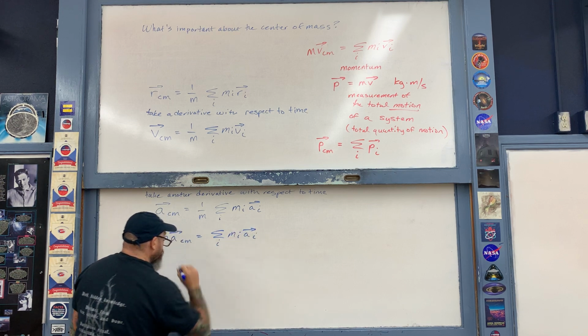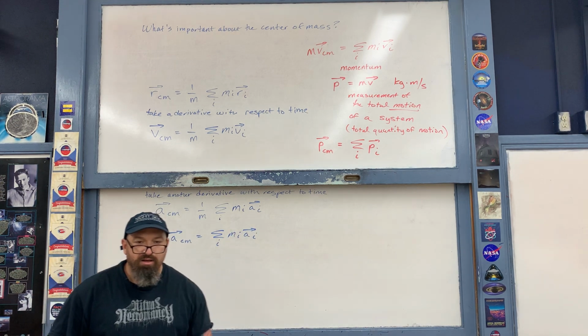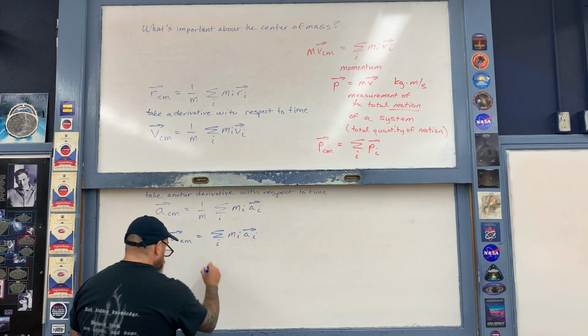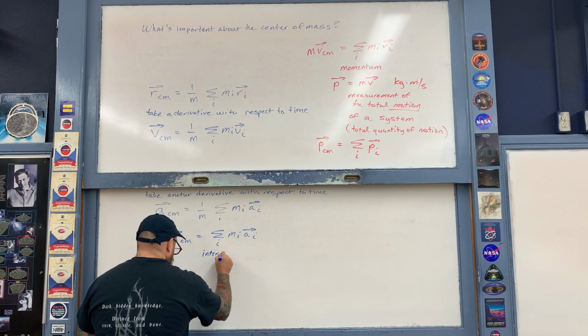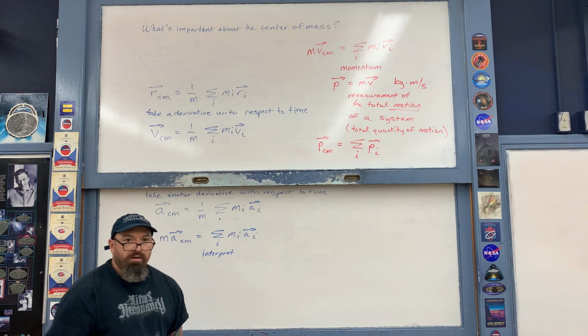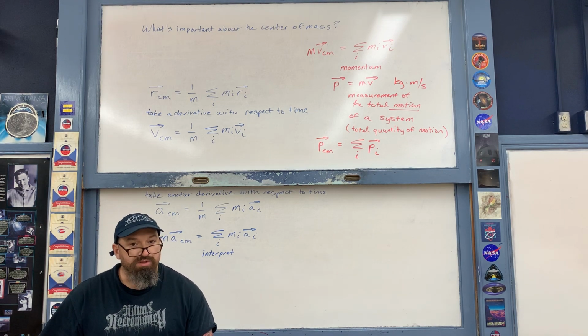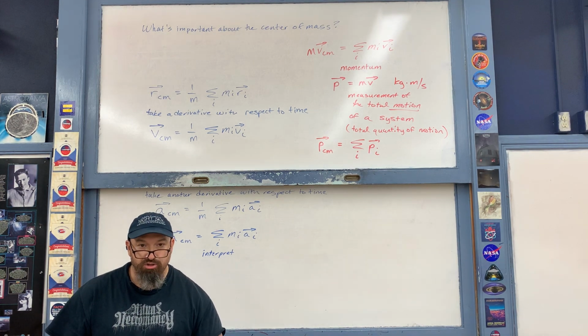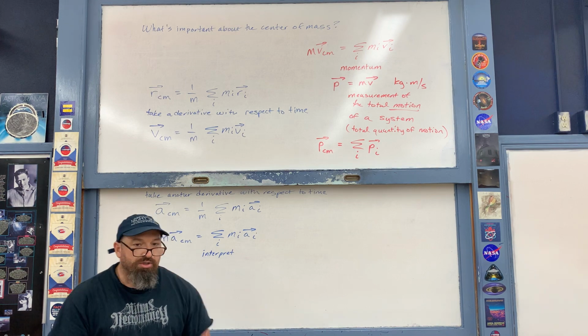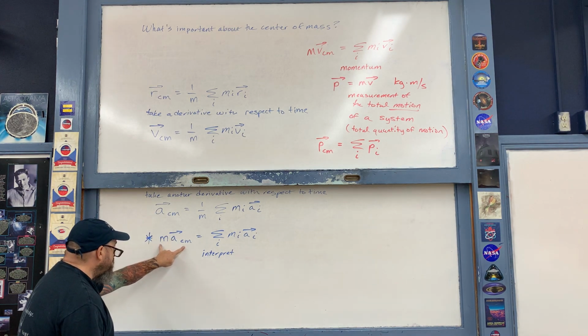Like so. And then I get to this step here, and let's now interpret it. Okay, first of all, recognize from Newton's second law, mass times acceleration is net force. So then therefore, this right here is the net force exerted upon the center of mass.